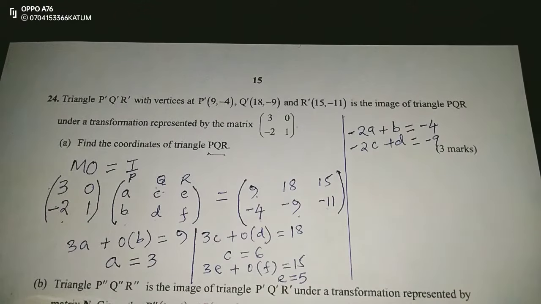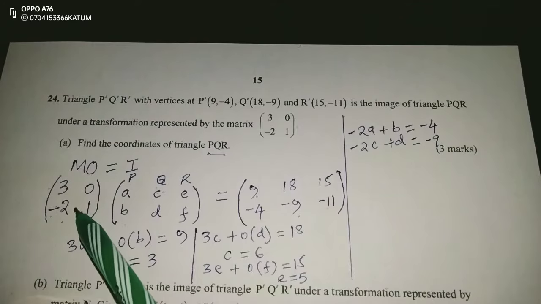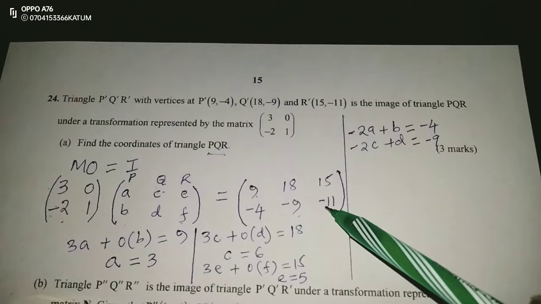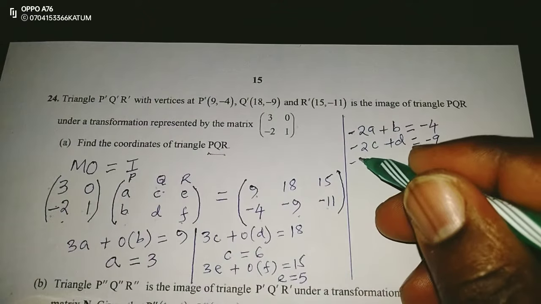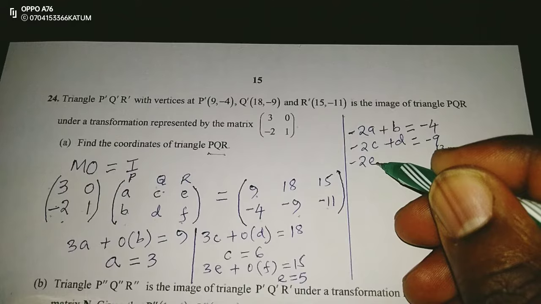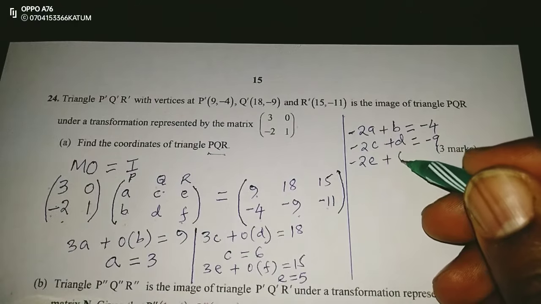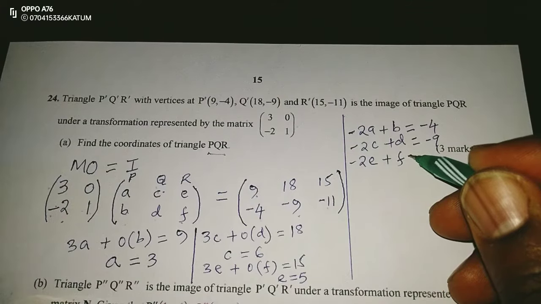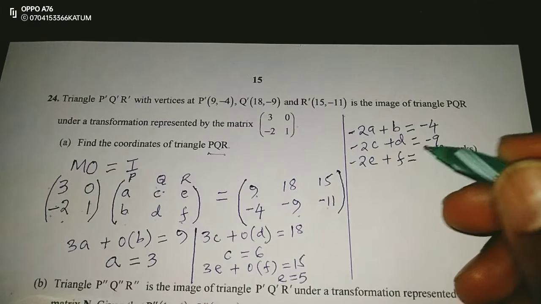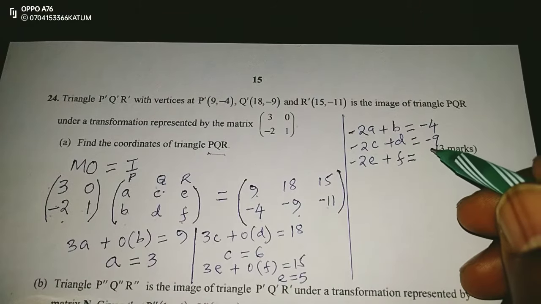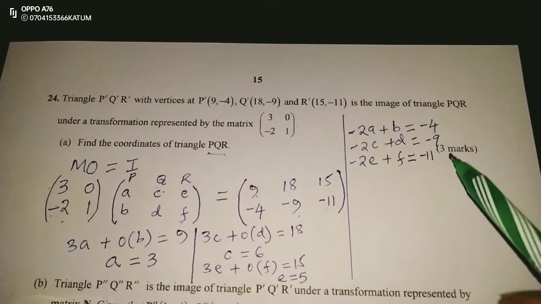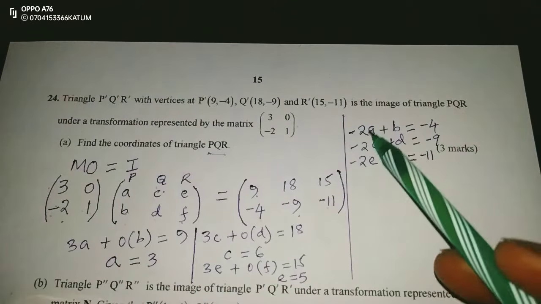Also, this row times this column should give us negative 11. Therefore, negative 2E plus F, because it is 1 times F, is supposed to give us the value of negative 11. But now we should know that a few of these are already known.